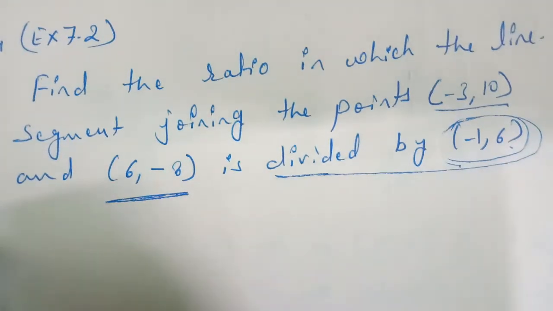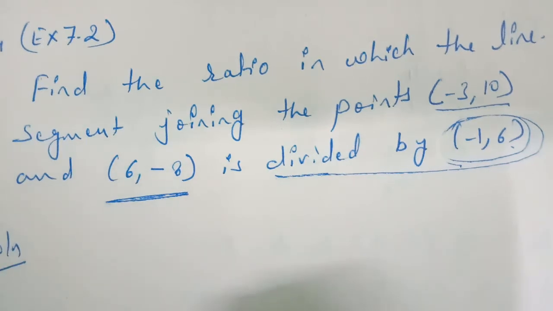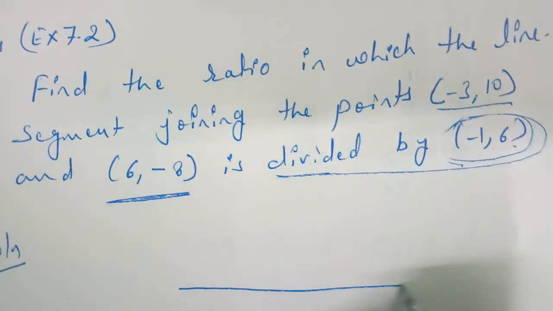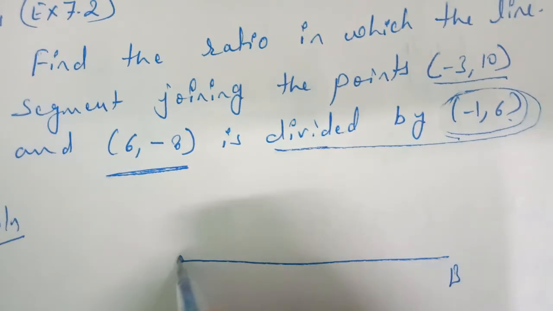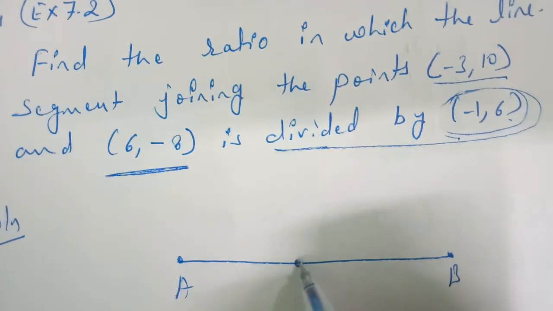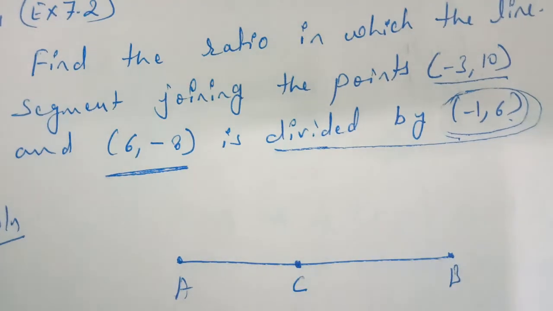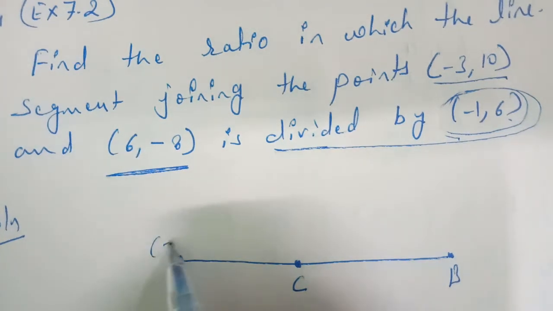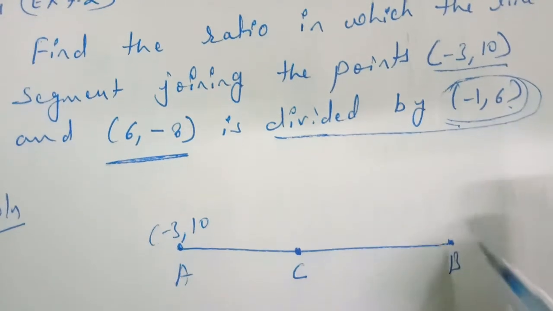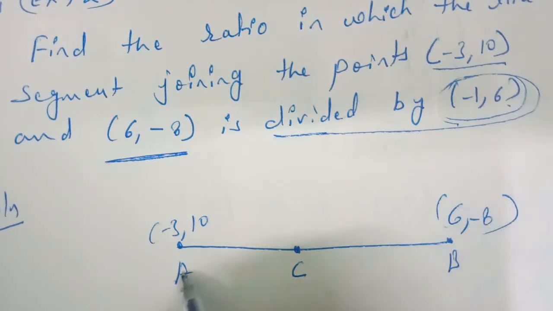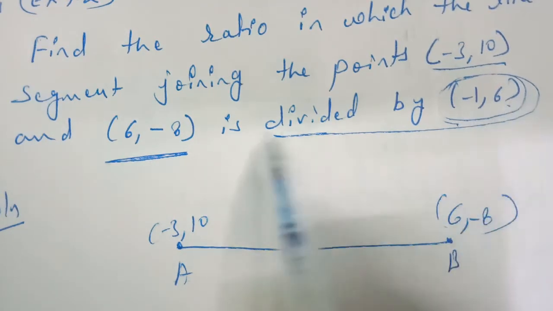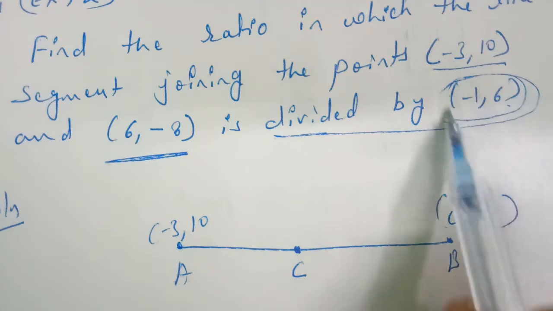So let us first draw the figure. Coming to the solution, we draw a line. You can give it any name; I am taking A and B, and a point in the interior, let it be C. These two points we take at the ends. So let A be (-3, 10) and B be (6, -8). These are the coordinates of B and A. The coordinates of C will be (-1, 6) because it is given that the line is divided by this point.